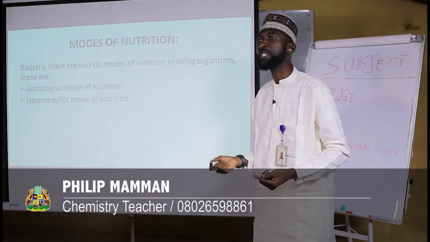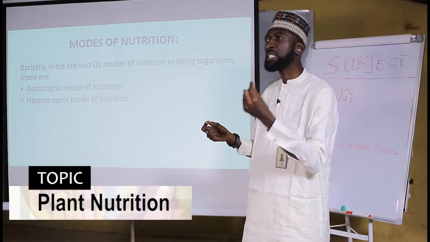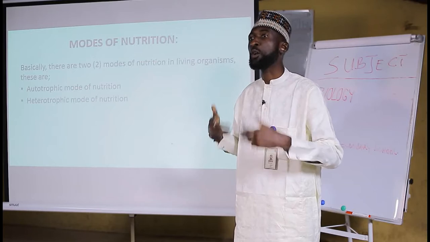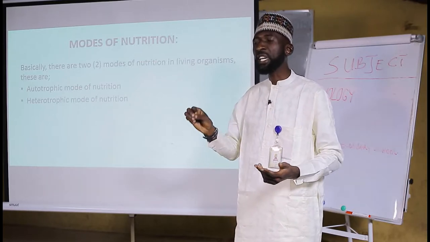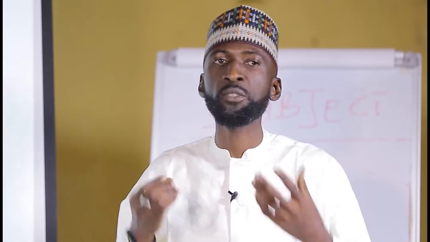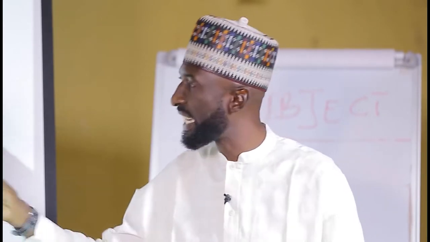The other mode of nutrition is called heterotrophic mode of nutrition. In this type of nutrition, living organisms cannot manufacture their own food, but rather they depend directly or indirectly on plants, meaning that the plant has to produce the food, then those living organisms will now consume that food. And when that type of nutrition takes place, it is said to be called heterotrophic mode of nutrition. And those living organisms that carry out this second mode of nutrition, they are called heterotrophs.